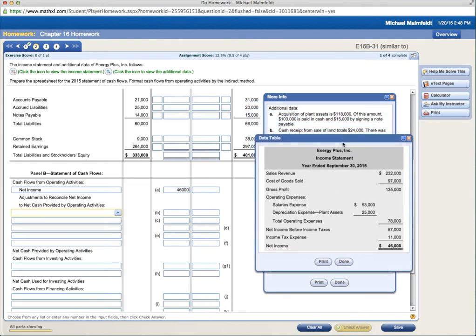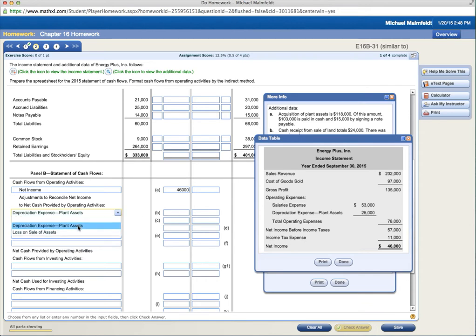So I need to pull up the income statement, and I can see here under the operating expenses, one of the items that affected the net income was this depreciation expense. Well, since depreciation expense is just an accounting entry and is not actually a transaction that takes place, this $25,000 that was subtracted out to get to net income needs to be added back in if I'm only concerned with the cash flow coming from operating activities.